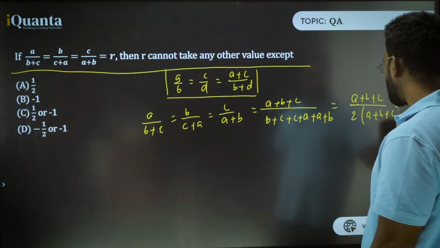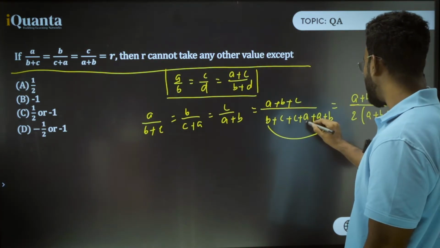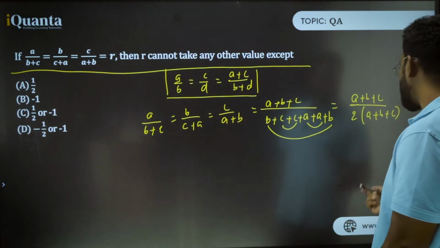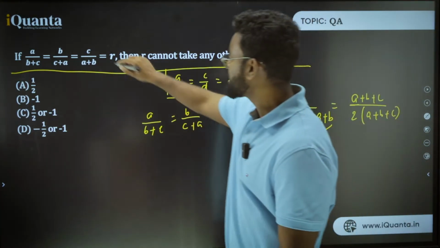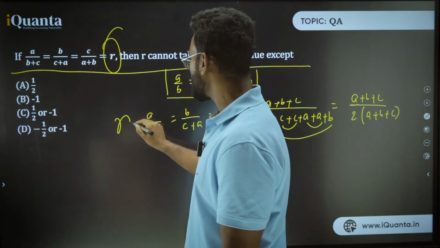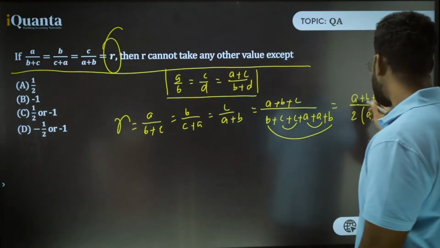Now why is it twice upon A plus B plus C? Because B occurs twice, A occurs twice, C occurs twice, right? So it is twice upon A plus B plus C. And remember, this is also equal to R. So I can use R equals to this.